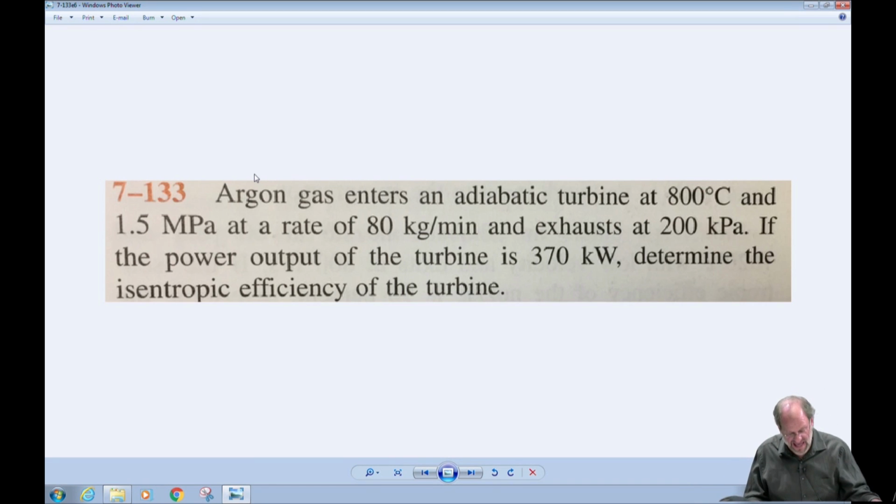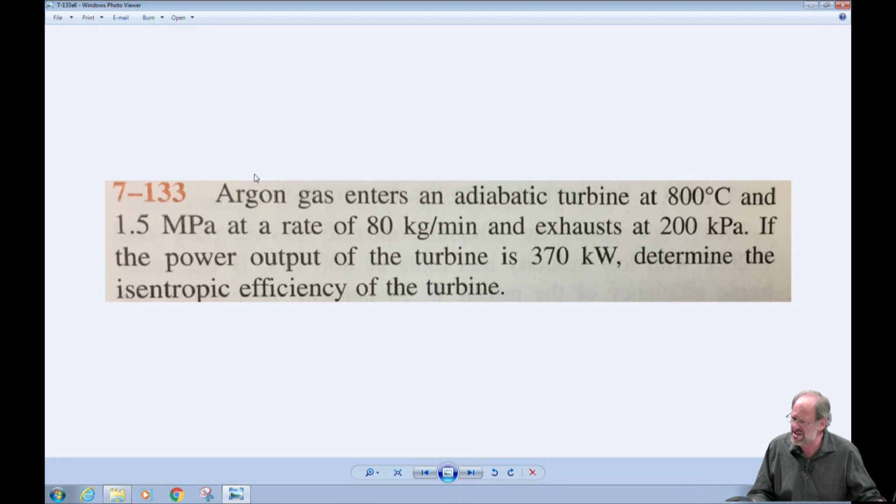It says you have argon gas that enters an adiabatic turbine at 800 Celsius, 1.5 megapascals at a rate of 80 kilograms per minute, and exhausts at 200 kilopascals. So it kind of sounds like the previous problem, except that it's a gas, and instead of giving a volumetric flow rate, in this problem they give you a mass flow rate, but same kind of problem. It says if the power output is 370 kilowatts, determine the isentropic efficiency of the turbine.